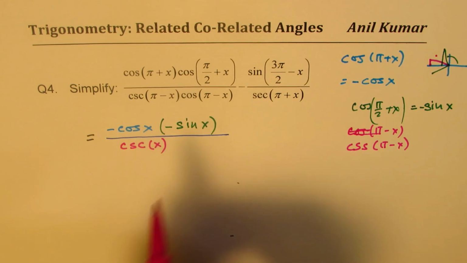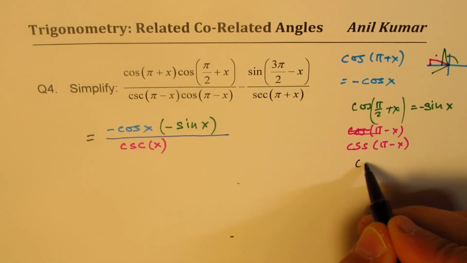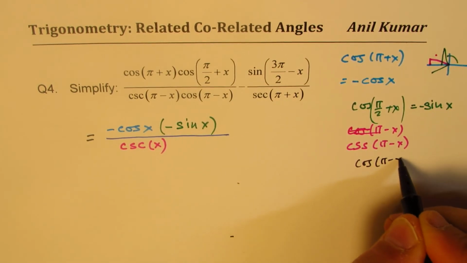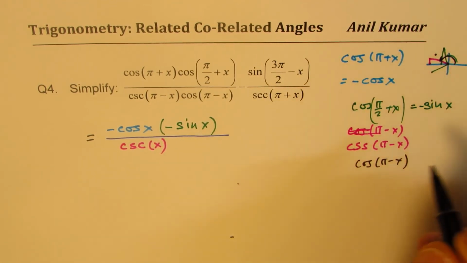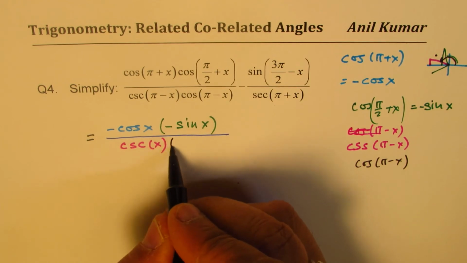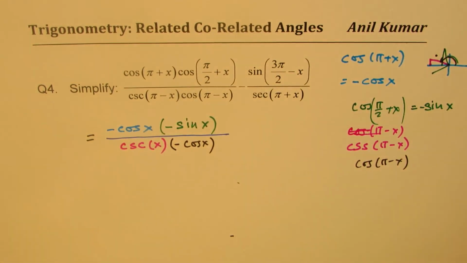so it becomes cosecant x. Now let's look into the next term, which is cos of pi minus x. Okay, so as far as the cos of pi minus x is concerned, you are again here, right? Pi minus x, that is the position. Cos is negative here, so we'll write negative cos of x. Clear?